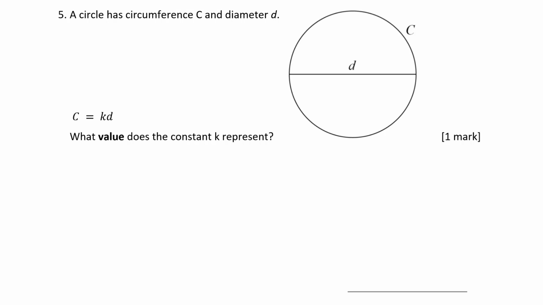Question 5. A circle has a circumference of C and a diameter of D. C equals KD. What value does the constant K represent? Well, normally circumference C is equal to pi times diameter, isn't it? So this pi here must be the same thing as that K there. So I'm saying it's got to be pi.